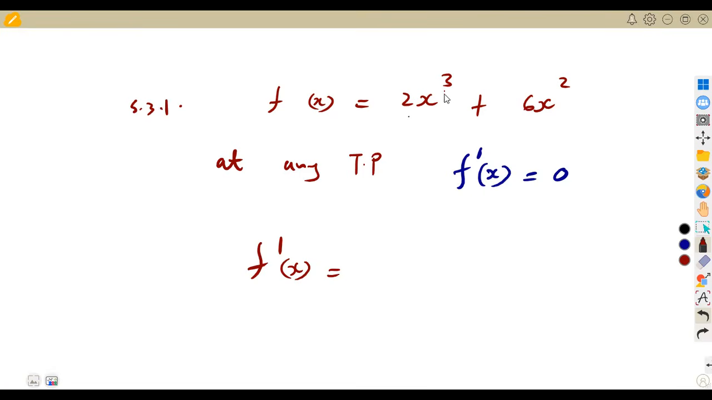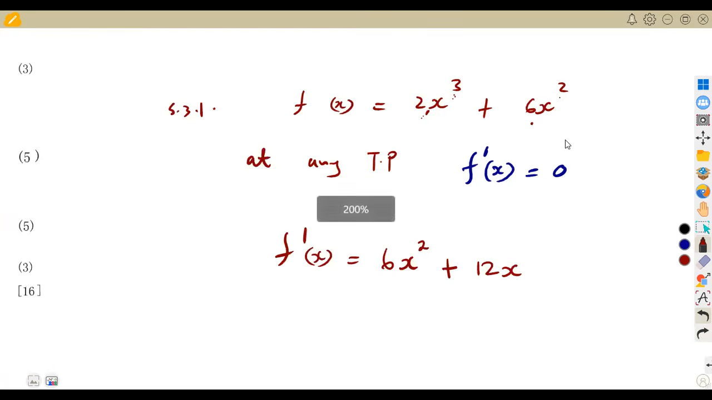Multiply here, it's going to be 3 times 2. Remember, I said we drop the exponent. 3 times 2, which is 6x. Then we subtract 1. So 3 minus 1, that's a 2. We do the same thing, drop the exponent here. So it's going to be plus 2 times 6, which is 12x. We subtract 1. So 2 minus 1, that's a 1, which is just going to be 12x. So from the first derivative, we are saying the first derivative must be equal to 0. And this is our first derivative.